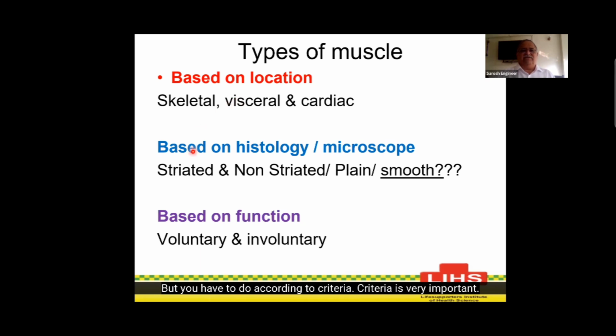Criteria is very important. If we are classifying muscle according to location, meaning where the muscle is situated, then we have 3 examples. Skeletal, the one which is attached to the bones. Another is the one which is in the organs, therefore called visceral.